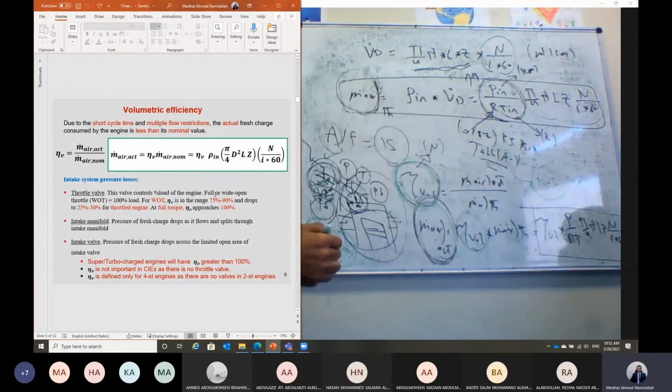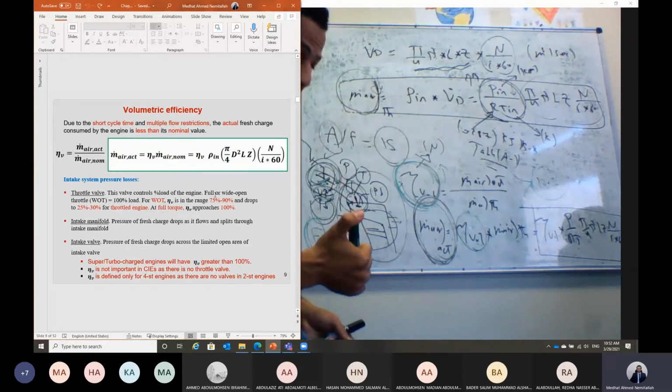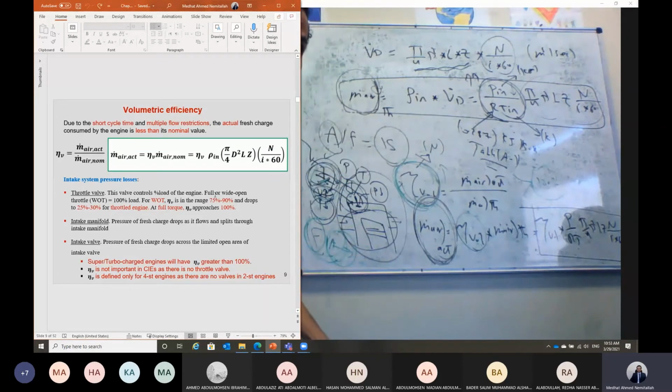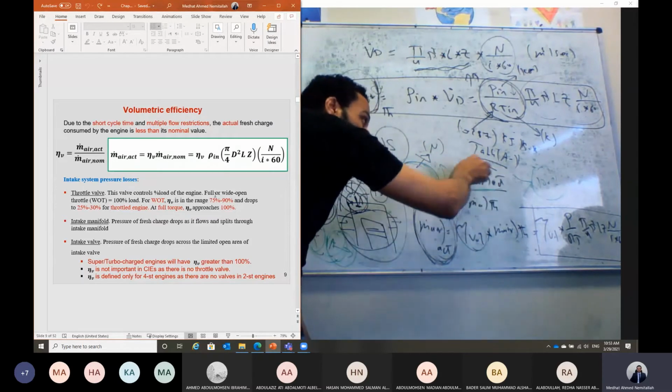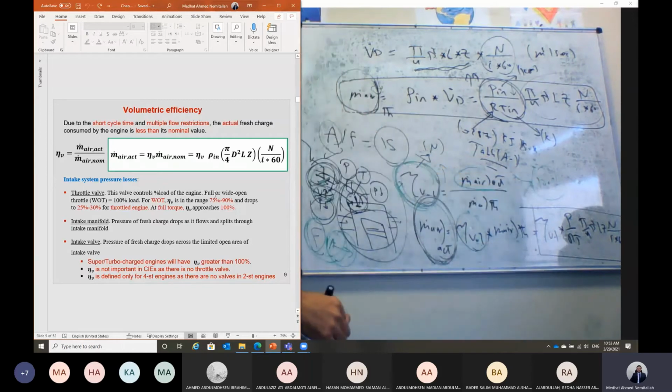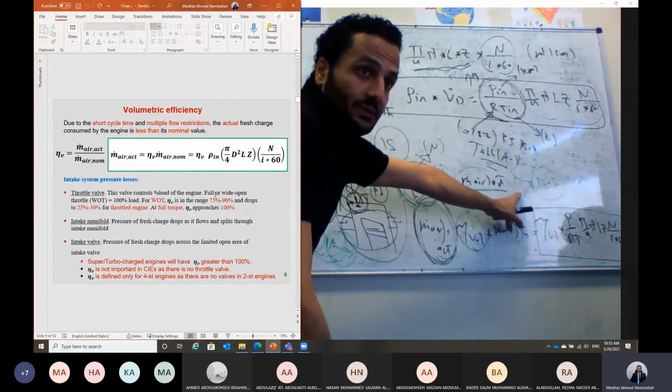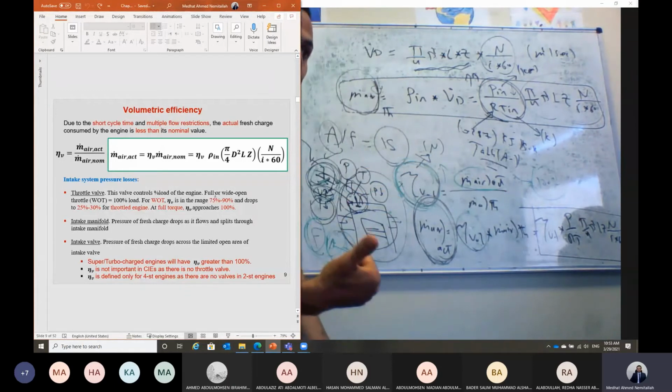Okay? This is one of the main advantages of a supercharger or turbocharger, that it can provide more air to the engine. The actual flow rate will be increased, and the volumetric efficiency will be increased to more than 100%. So if we have a volumetric efficiency greater than 100, that means this engine is either supercharged or turbocharged.